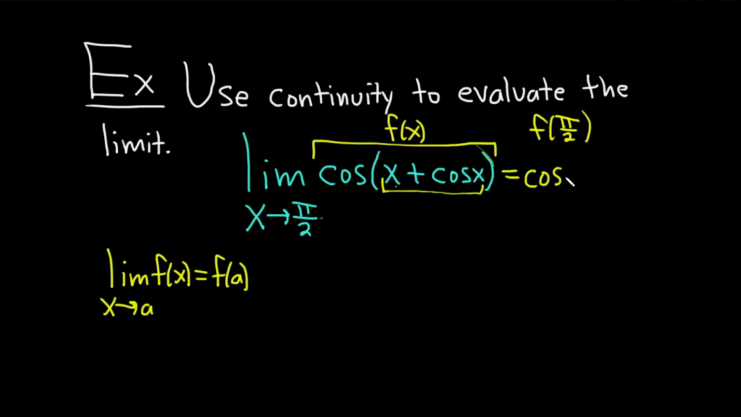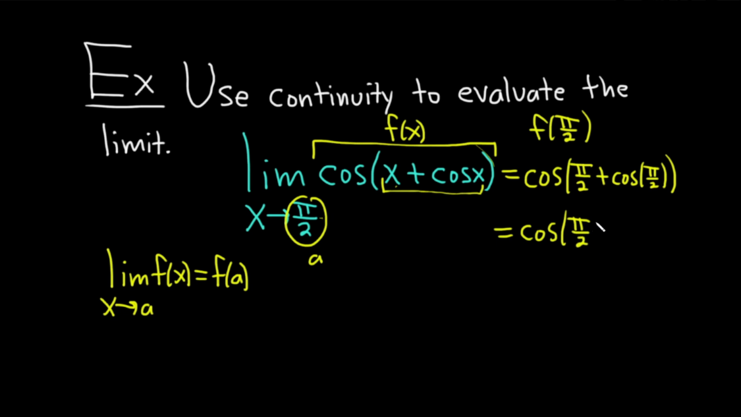So this is the cosine of pi over 2 plus cosine of pi over 2, in parentheses. Basically, in this definition, our a is pi over 2. So the limit as x approaches a of f of x is f of a, but again, a is pi over 2. Cosine of pi over 2 is 0, so this is the cosine of pi over 2 plus 0, and this is equal to the cosine of pi over 2, which again is just 0. And that would be the answer.